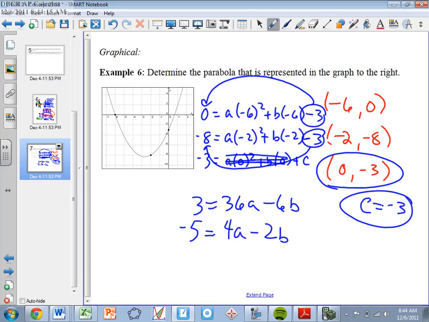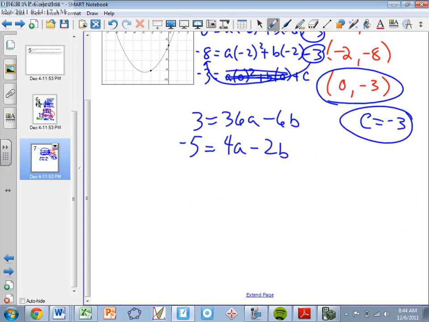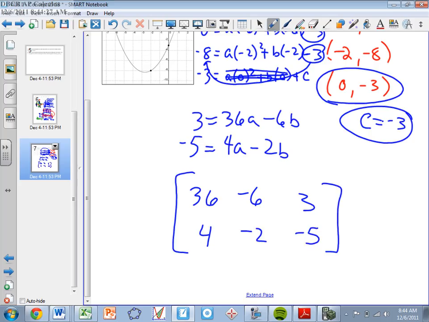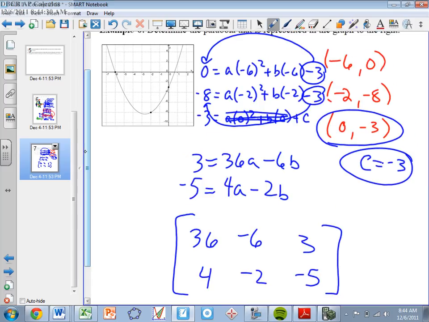If I write this as a matrix now, I have to move these to the other side: 36, negative 6, 3; 4, negative 2, negative 5. Now I only have a 2 by 2 matrix. Again, how did I do that? The third line didn't matter because these zeros were here. So this told us that C was negative 3. I then replaced C with negative 3 in the first two lines, moved those over, and that gave me these lines. Now it's two equations, two variables. It's a 2 by 3 matrix. Solve this one by hand: solve for A or solve for B and then substitute in, or use elimination if you remember.